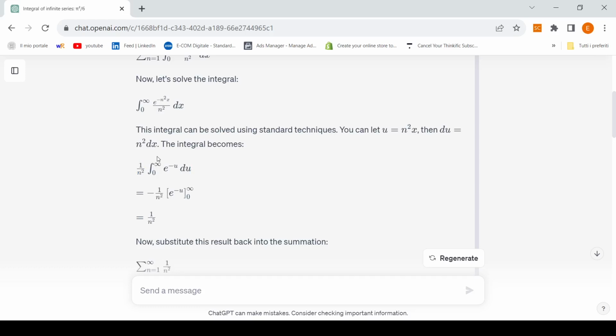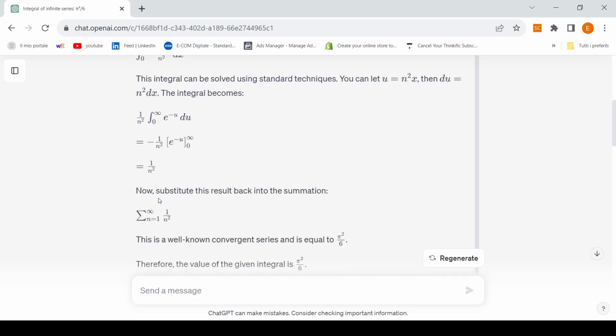But we also have to remind ourselves that we also have this factor of 1 over n squared. So this is actually a trivial mistake. So actually here we have n to the fourth, not n squared, if you think about it. And then we can evaluate, of course, e to the minus u. So the integral of that is minus e to the minus u, from 0 to infinity, and this evaluates to 1 over n squared. But actually, remember that we have also an extra factor of 1 over n squared, so we have 1 over n to the fourth. Now, substitute this result back into the summation, and you get this summation here.